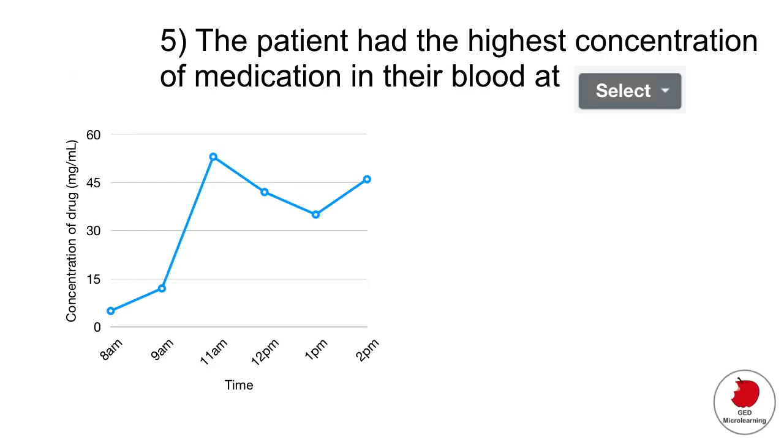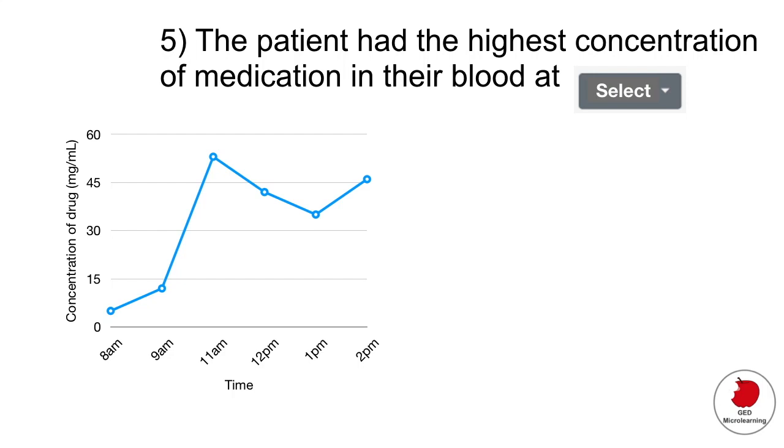Okay, so in this case, we don't have a title to our graph, but we know from the y-axis we're looking at the concentration of drug in a person's blood in milligrams per milliliter. And then if we look at the x-axis, it's telling you the concentration of drug at specific times throughout the day, starting from 8 in the morning till 2 p.m. And the question is asking you, when did the patient have the highest concentration of medication in their blood?